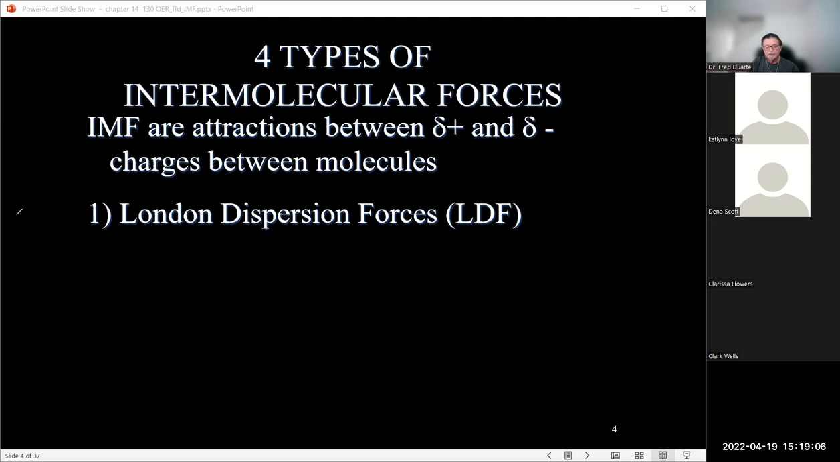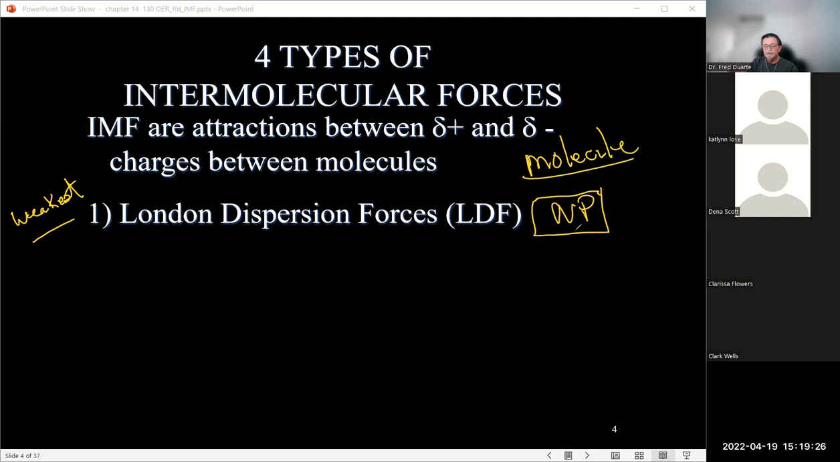Well, number 1, this is the weakest of the 3 forces, okay? The main criteria to assign this force is that the molecule must be nonpolar. So any molecule you have determined to be nonpolar, the only force they have, the only intermolecular force they have, is the London dispersion forces, which happen to be the weakest, okay?